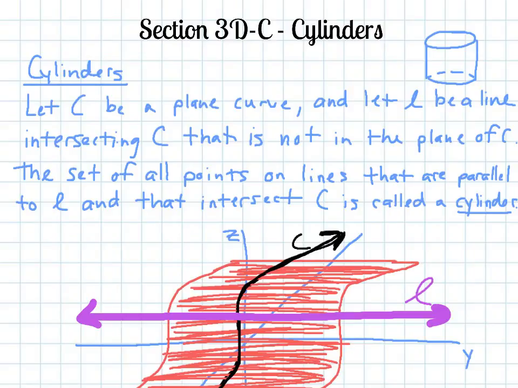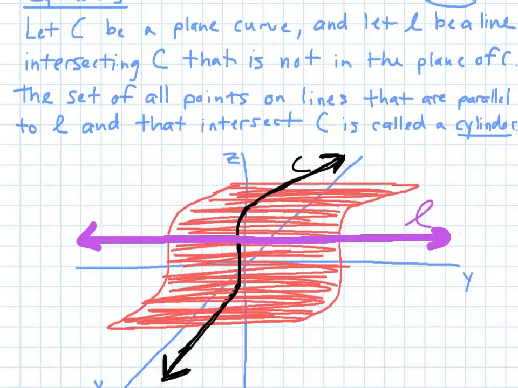So to describe a cylinder in 3D space, let C be a plane curve, and then let L be a line intersecting C that is not in the plane of C. So what that means is I try to draw a picture here. C is a plane curve, so it's a curve in its own plane. They don't really have it displayed here, but imagine this curve being in a plane that's completely vertical, like a sheet of paper, straight up.